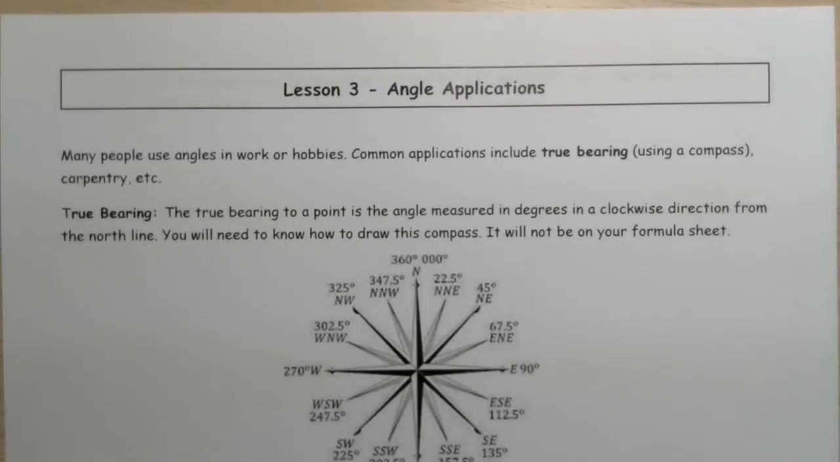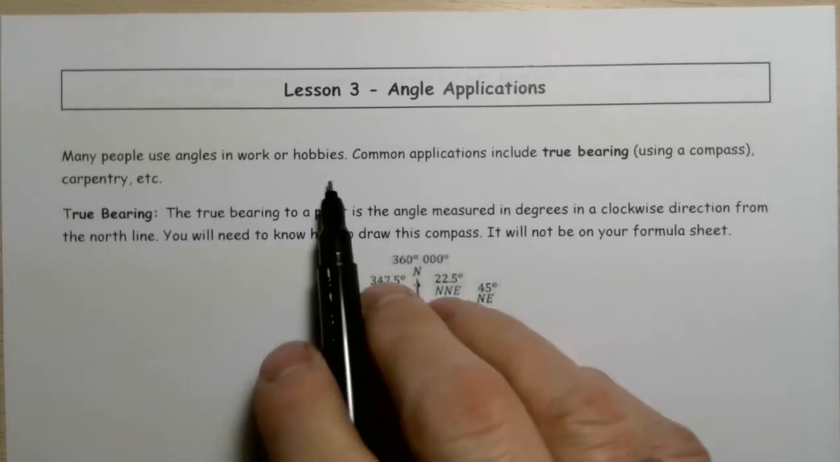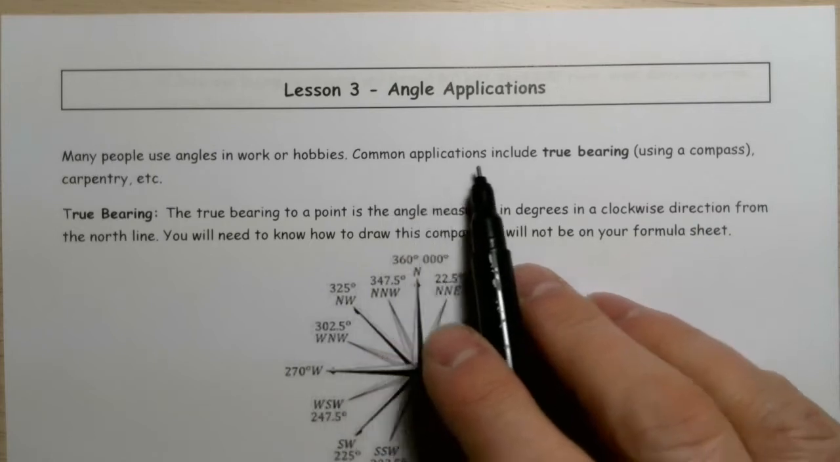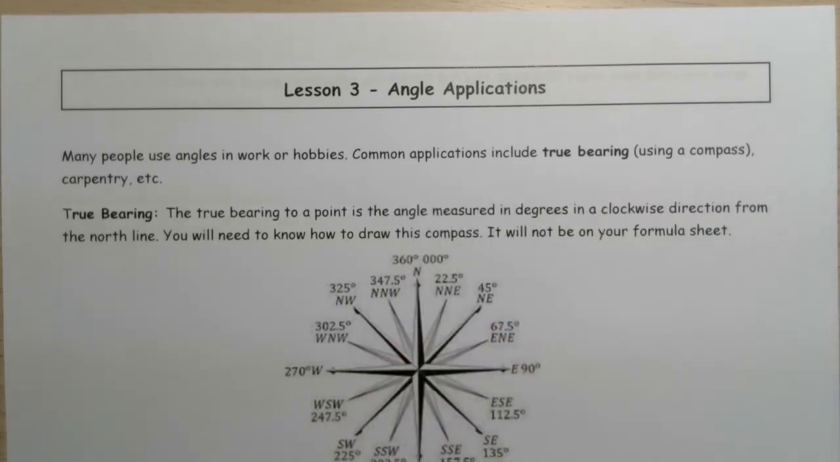All right, hi everybody. In this lesson, we're going to be looking at angle applications, because there are lots of places where people are going to think about and use angles. It could be work or hobbies, for example. Some common applications include true bearing. When we talk about true bearing, it's like you're looking for directions. You're going to identify what direction something is located from a given spot, and we'll talk about that.